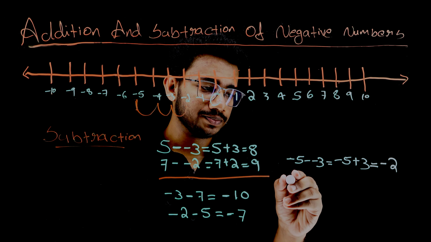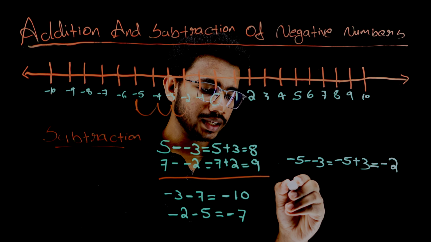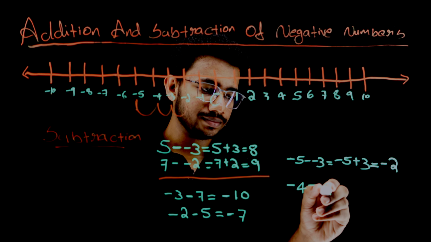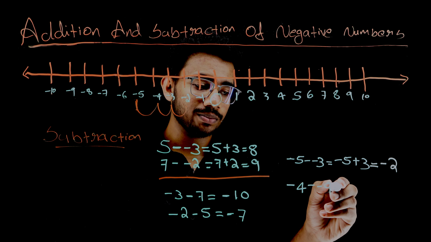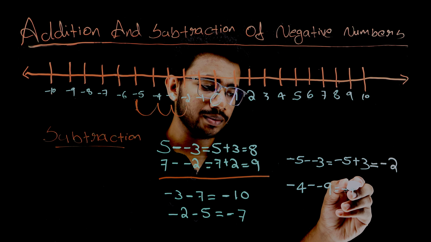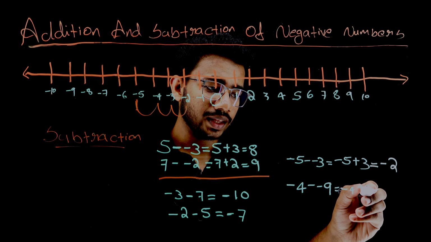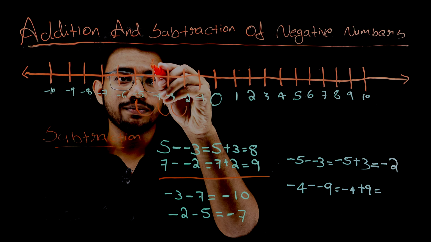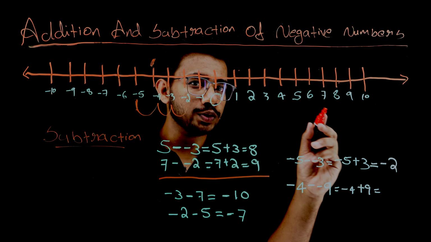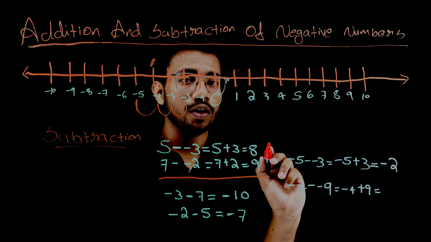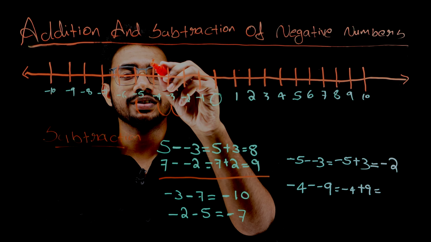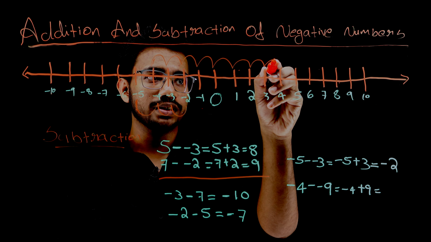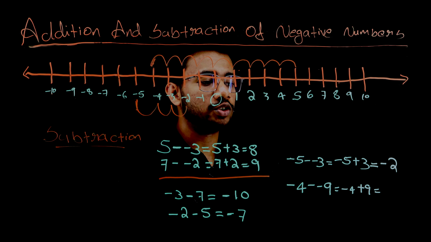One more example. -4 minus -9 equal to, negative becomes positive, so -4 plus 9. And here I'm standing on -4, and from -4 I'm moving towards the right side since it's addition. How many units? 9 units. That is 1, 2, 3, 4, 5, 6, 7, 8 and 9. So the answer would be 5 there.